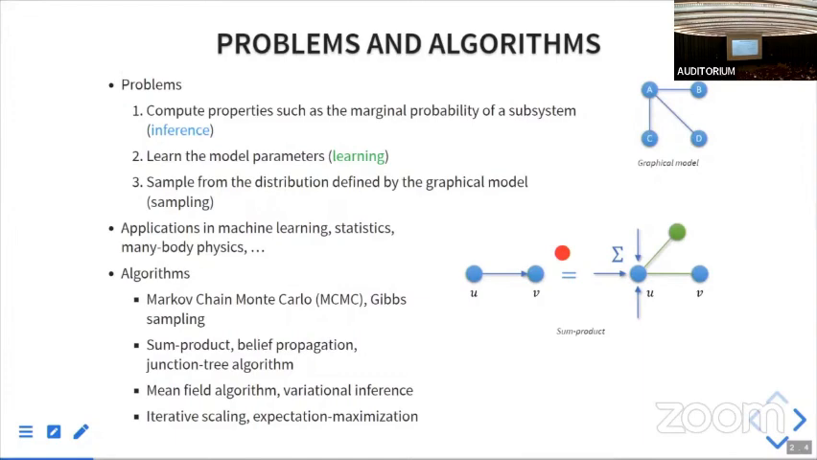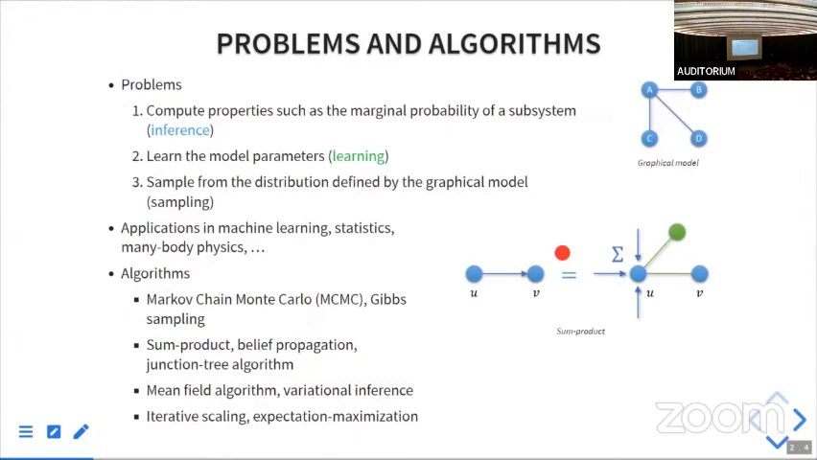The second type of problem is to learn the parameters of the model. You don't know the model, you know some observations about the distribution, then you need to learn the parameters of the model. The third one is sampling. You have a model which defines a distribution, can you sample from that? And we're mostly focusing on the first two questions, inference and learning. So inference is to learn properties about a given model, and learning is the other direction.